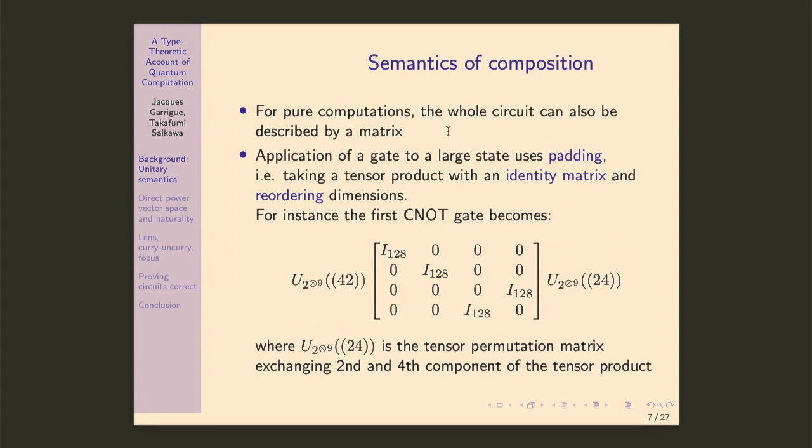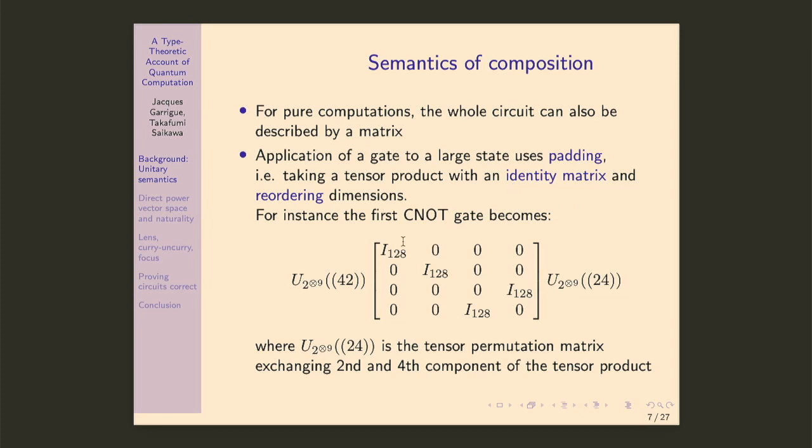So for pure computation, the whole circuit can also be described by a matrix. That's the traditional view. And application of a gate then will use a form of padding where you're extending the size of the matrix to adapt it to the whole state. So what we're going to use is taking the tensor product with an identity matrix and then reordering.